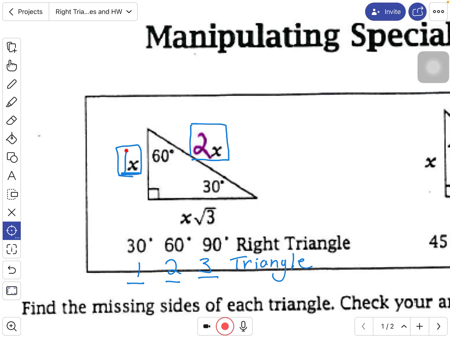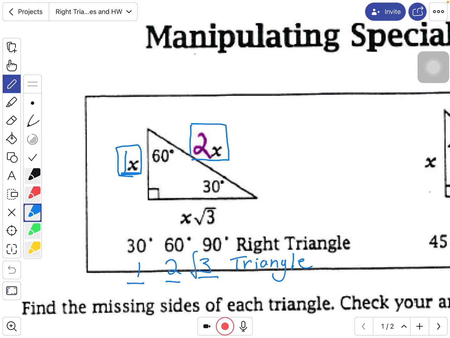So we did the 1x, we have 2x, and then this long side here, it's not 3x, it's not triple the size of our hypotenuse. That would be silly. The hypotenuse has to be the biggest side. You'll see that we take our x value and we multiply it by not 3, but rather the square root of 3. So if you want to call it 1, 2, square root of 3 triangle, I guess you have a point.